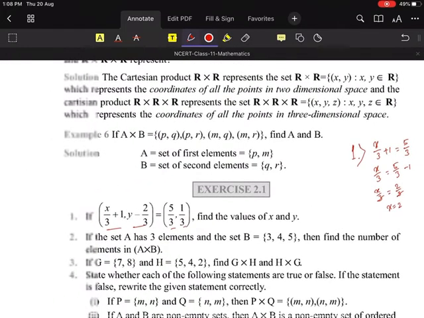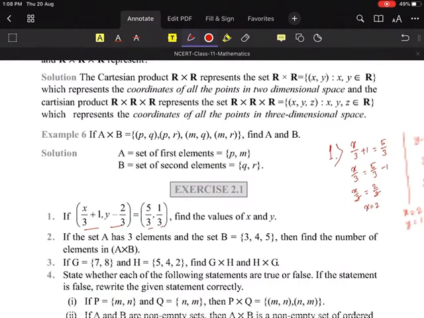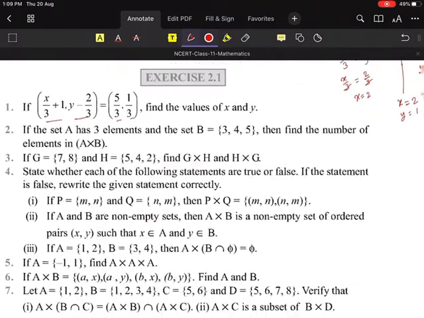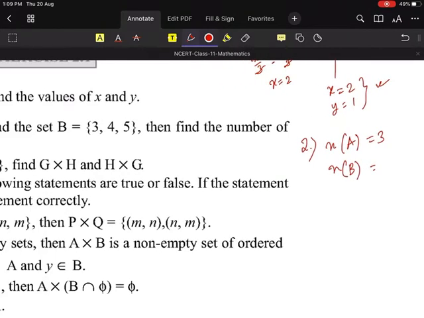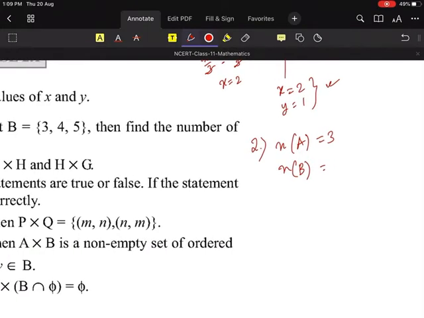Now question number 2. If the set A has 3 elements and set B is {3, 4, 5}, then find the number of elements of A cross B. This has also been discussed in the chapter portion. The number of elements of set A is 3, so n(A) = 3. And what is the number of elements of set B? It is also 3, since B is {3, 4, 5}.